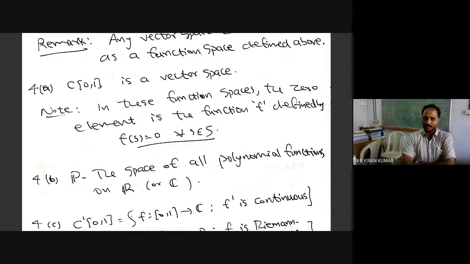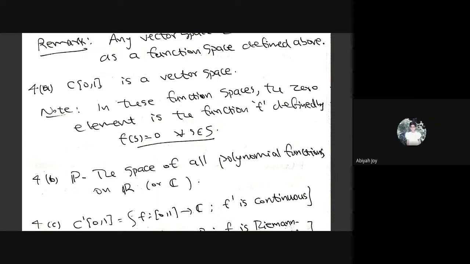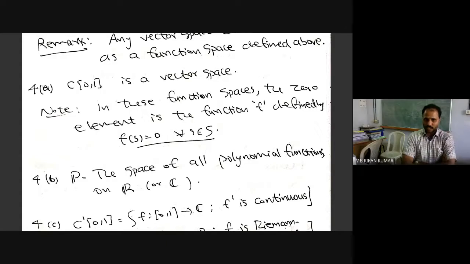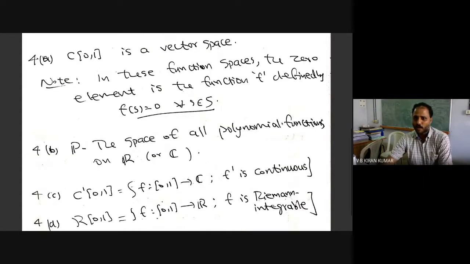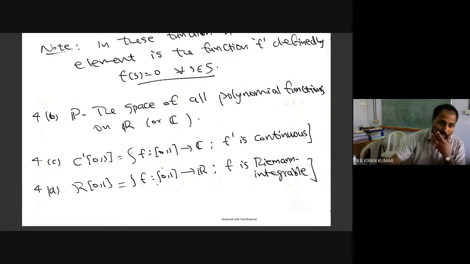What is the zero element? Zero function. That's a zero function. Okay. Now, another interesting example is polynomial functions on R. Then C^1[0,1], I mean continuously differentiable functions. You can add and multiply by scalar.